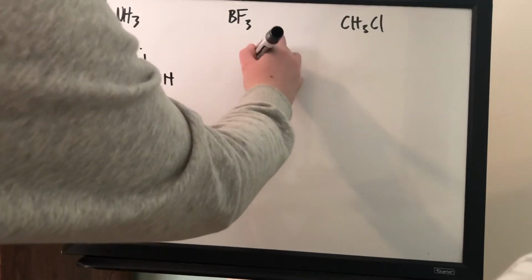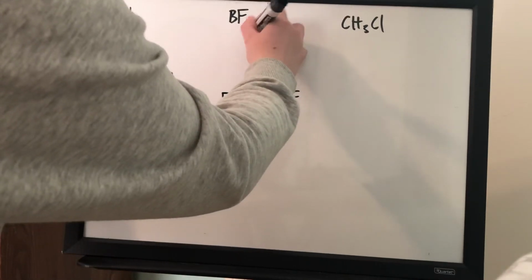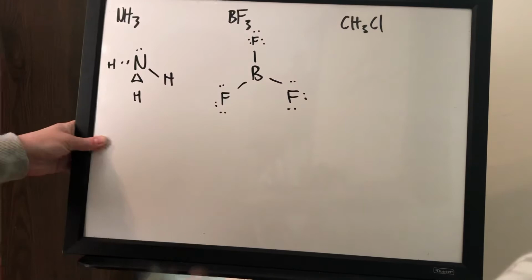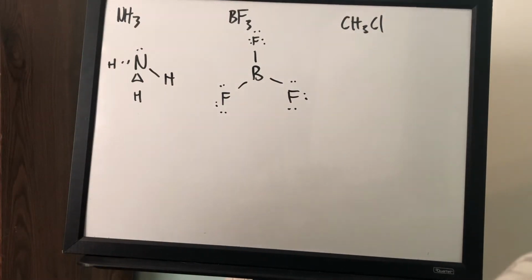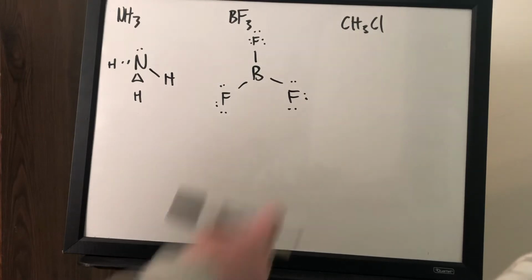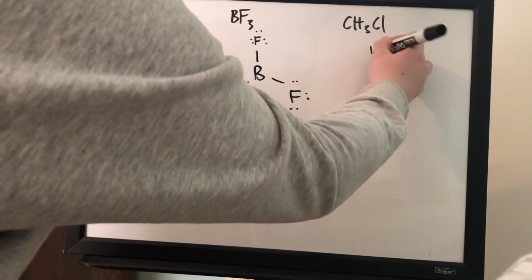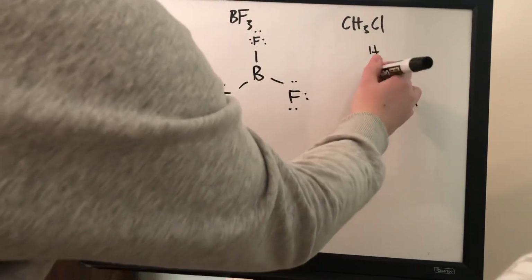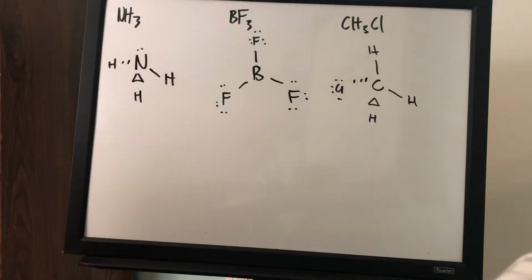BF3 is an octet rule breaker. Remember, your boron is the one that's going to break by going under. This is the best structure based on formal charge. It's flat. Okay, stems from trigonal planar geometry. The thing is planar. And then this one, carbon's your central atom, and you have 3 H's and a chlorine attached, okay, stemming from, of course, a tetrahedral arrangement.